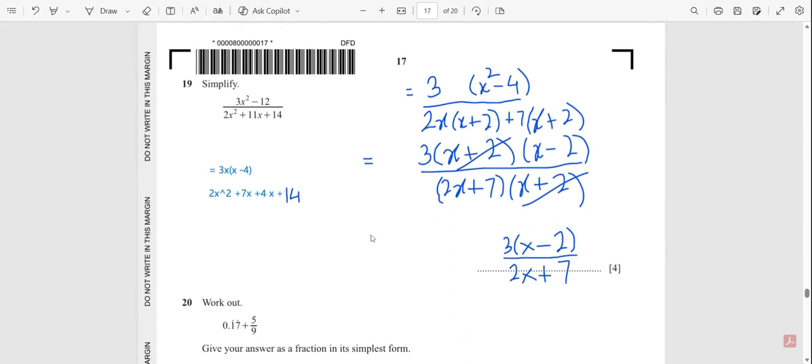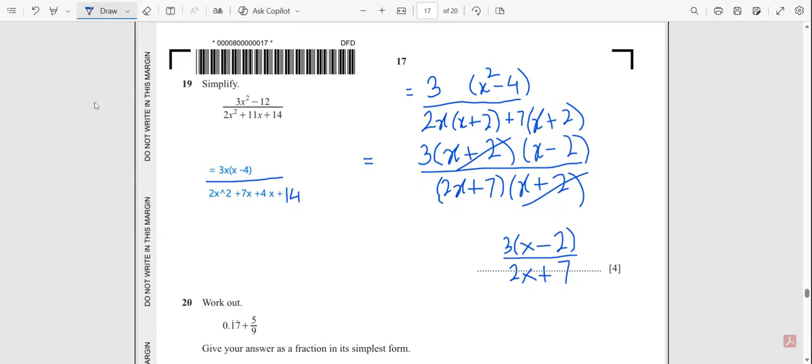Okay, let's move on towards question 19. Simplify (3x squared minus 12) over (2x squared plus 11x plus 14). What do we do over here? We factorize 3x squared minus 12 as 3x... 3 into (x squared minus 4), over 2x squared plus 7x plus 4x plus 14. It can also be written as 3 into (x squared minus 4) over 2x into (x plus 2) plus 7 into (x plus 2).